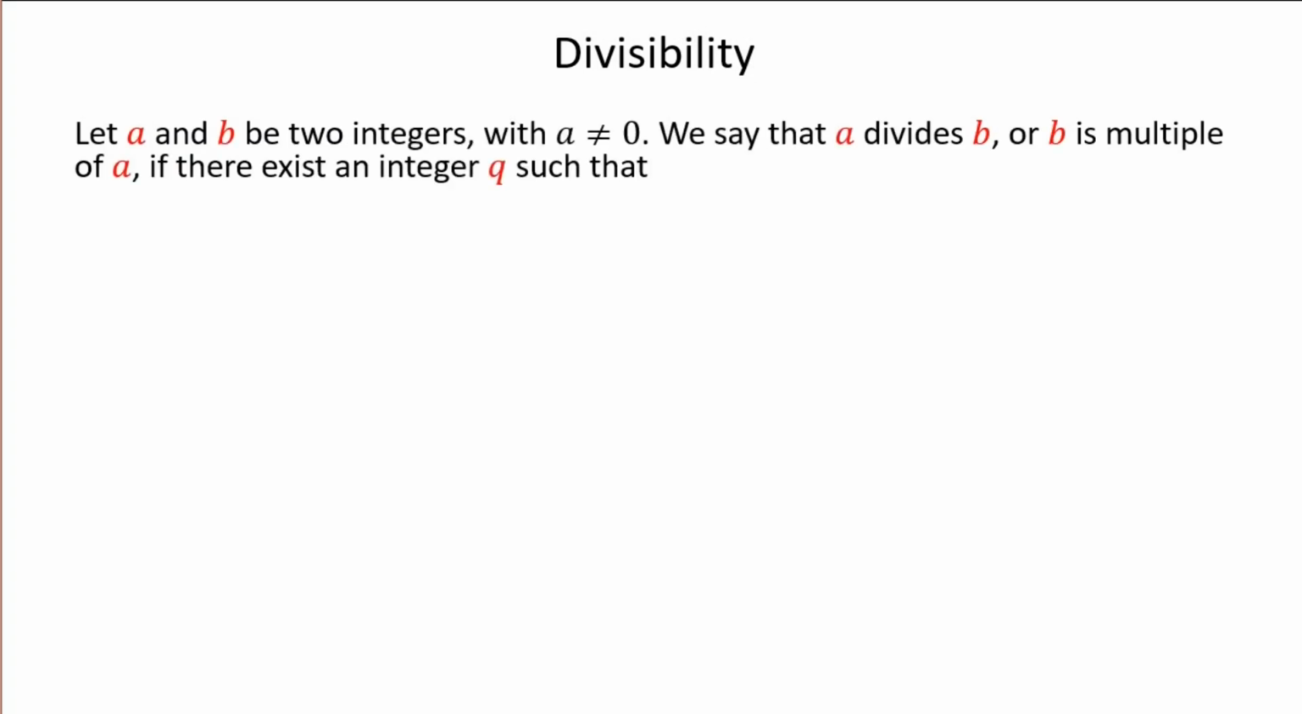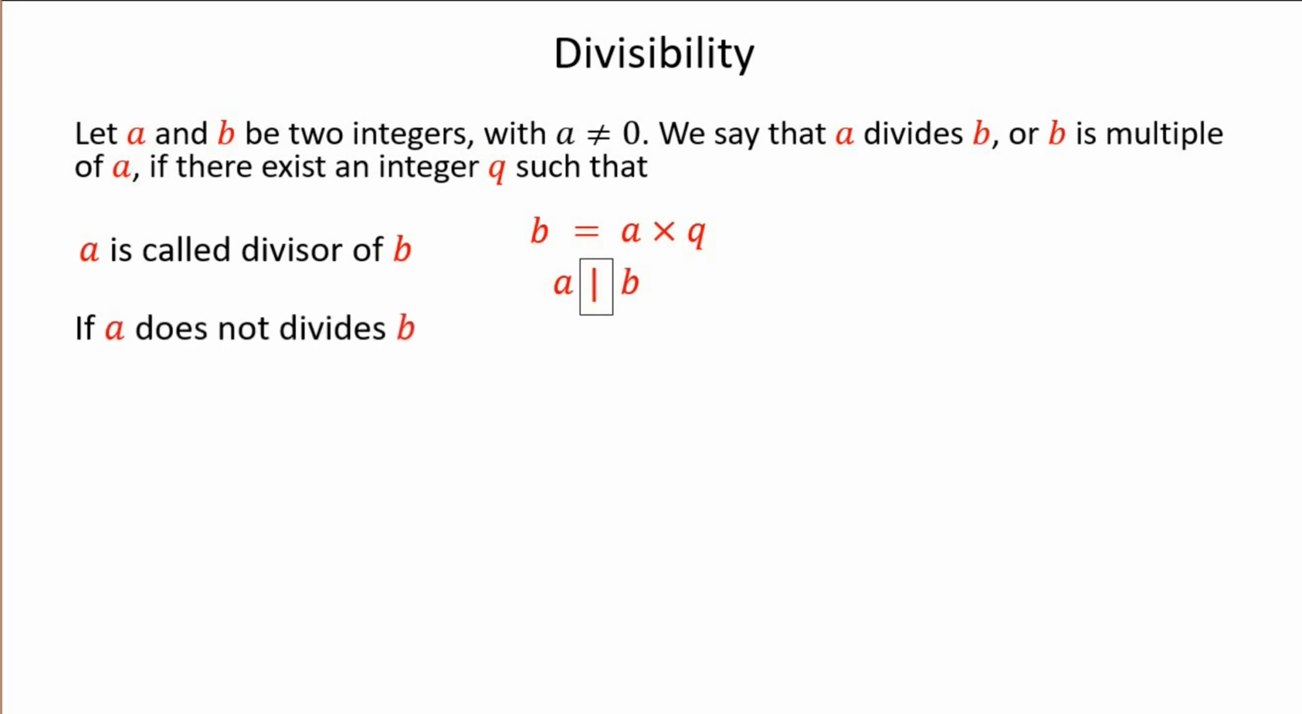Let's start with the definition of divisibility. Let a and b be two integers with a not equal to 0. We say that a divides b, or b is a multiple of a, if there exists an integer q such that b is equal to a times q, where a is called a divisor of b. In this case, we write a | b. The line between a and b indicates that a divides b.